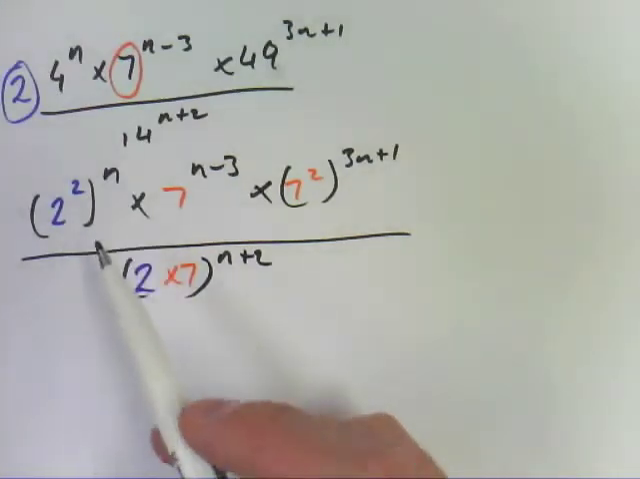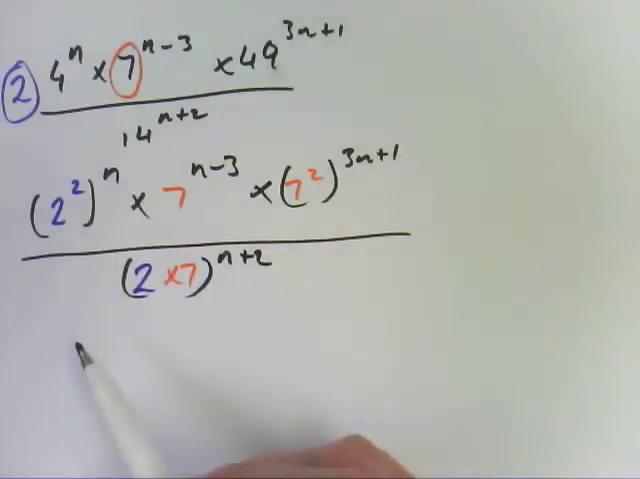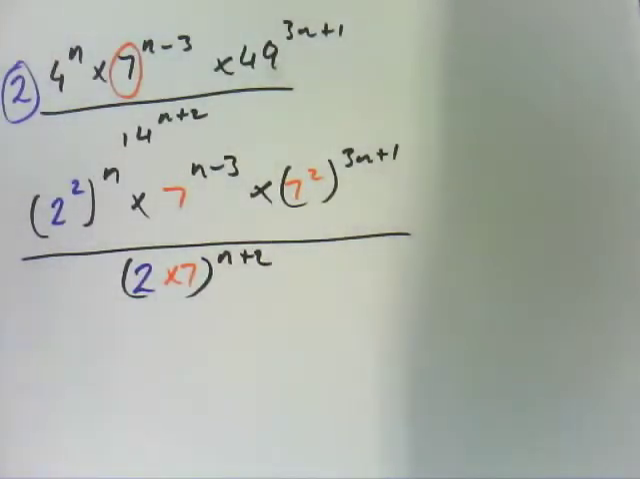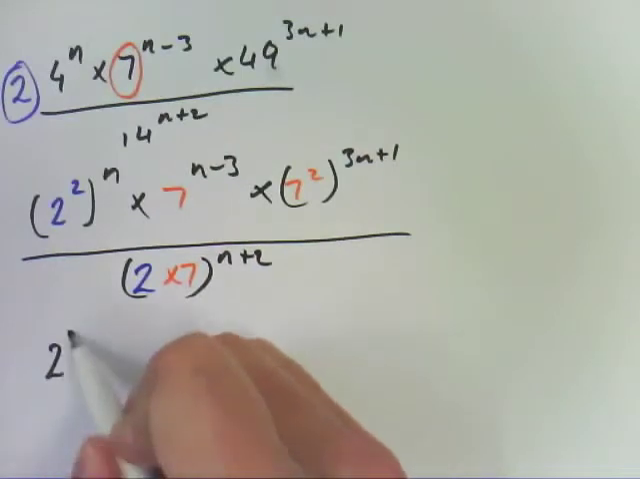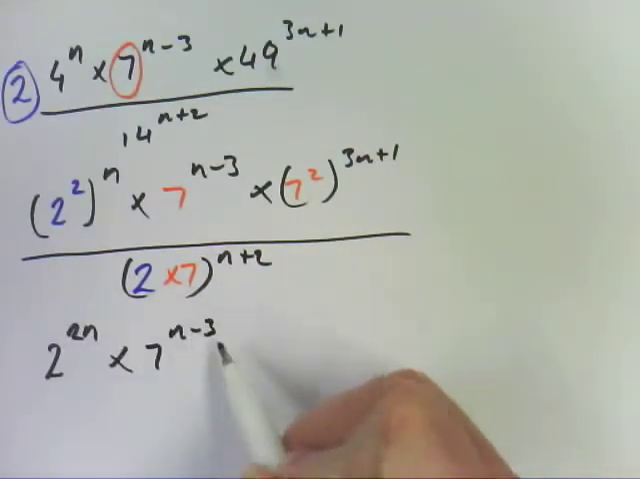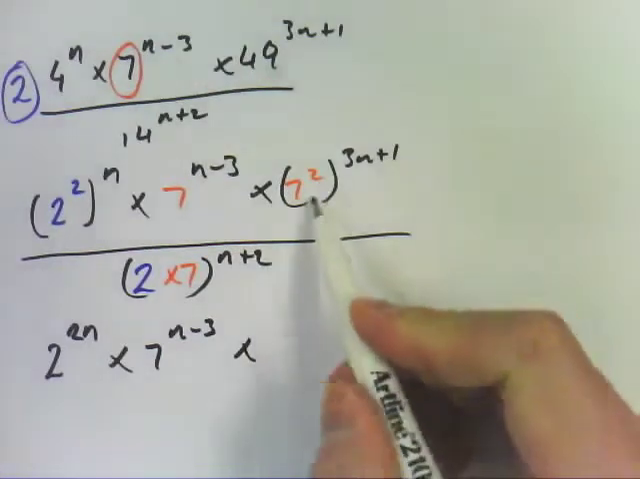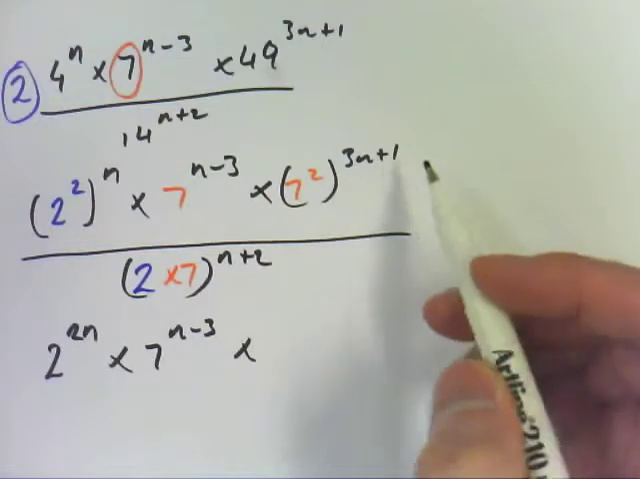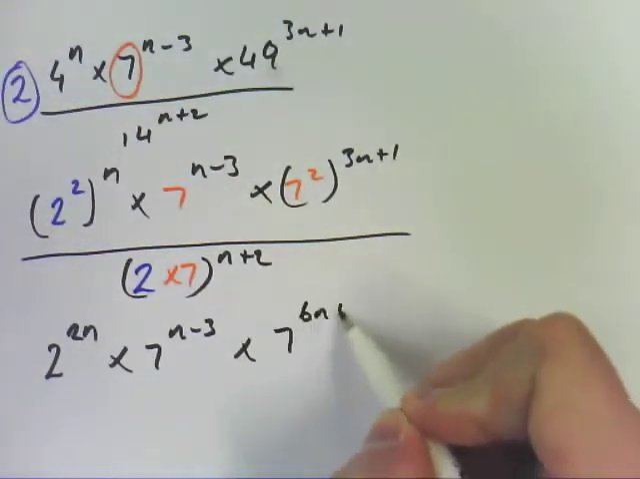But 2 squared to the n. What does the index law say? 2 to the power 2n. That's it. So 2 to the power of 2n, times 7 to the n minus 3 staying the same. What's 7 squared to the power of 3n plus 1 going to be? 7 to the power of 6n plus 2.